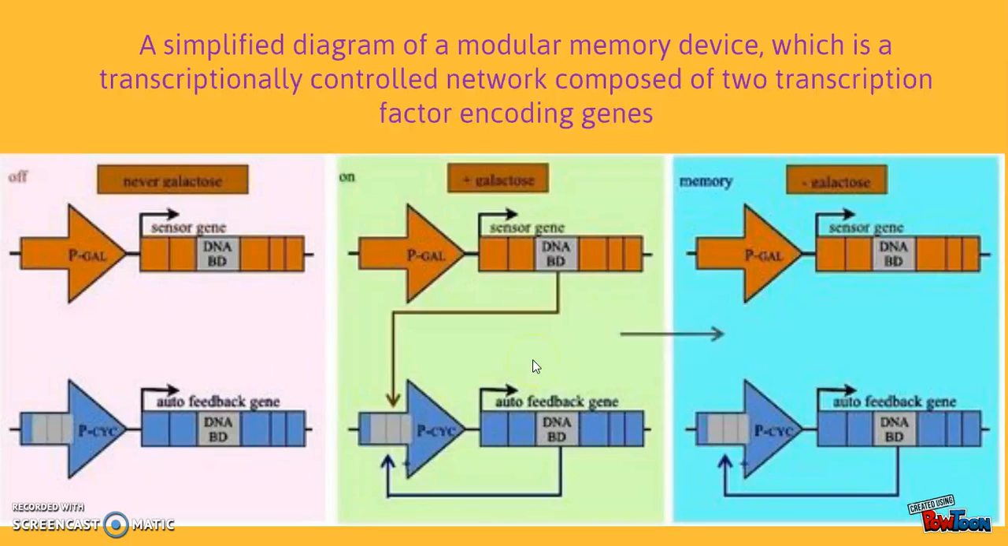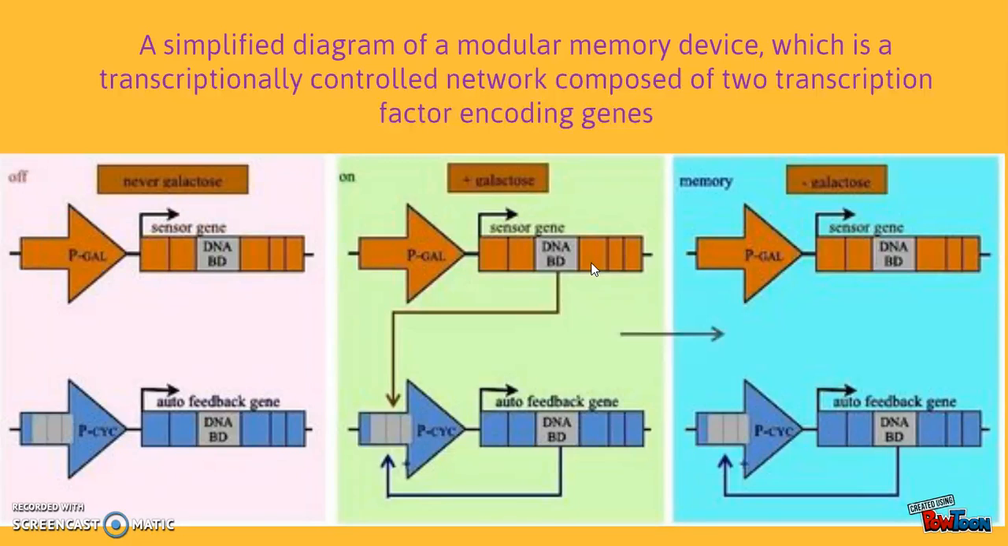The network can be in 3 states: off state, on state, and memory state. If the system is in the off state, it has never been exposed to a signal. Here we have a galactose signal for testing. It is on if galactose is present. In this case, the signal induces the synthesis of a transcription factor, the sensor. This triggers the expression of another transcription factor able to bind to its own promoter. The system is in memory state.